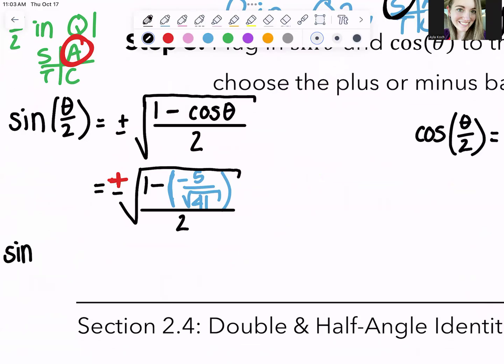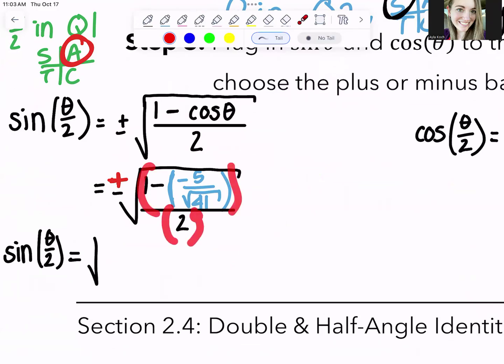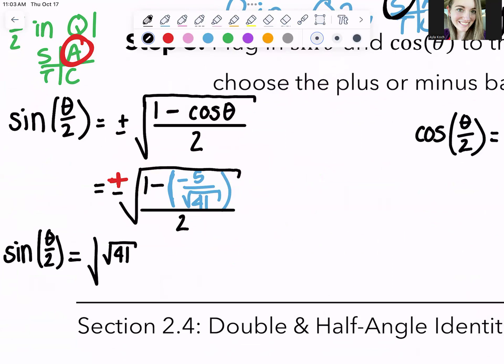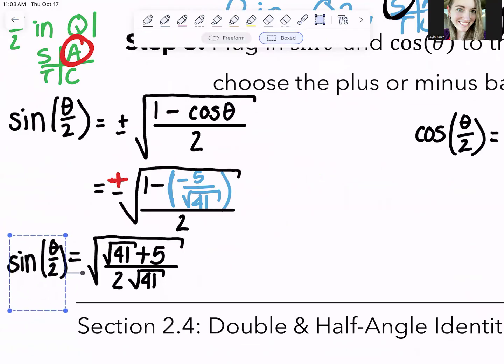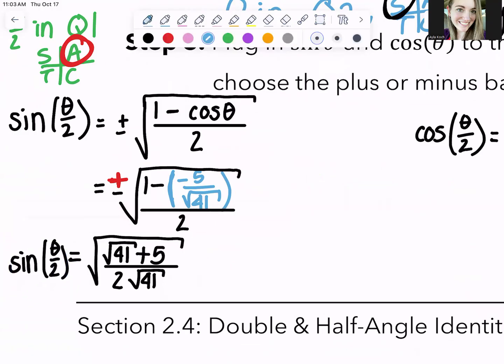So sine of theta over 2 is equal to positive square root. And then the way that I would simplify this, like I talked about in the beginning of the video, I would multiply top and bottom by square root 41. I would get, and these are square roots within square roots, my friends, square root of 41 plus, because a minus a negative is plus 5 over 2. And then don't forget the square root 41 in the denominator. So yes, square roots within square roots here. That's what we're looking at. They are messy, but they're not that bad to do. It really is just doing things you've done before. Boom.